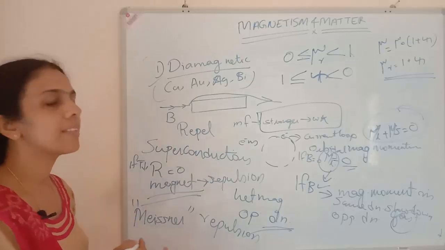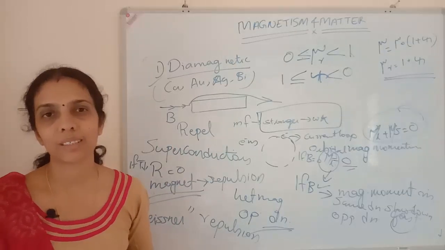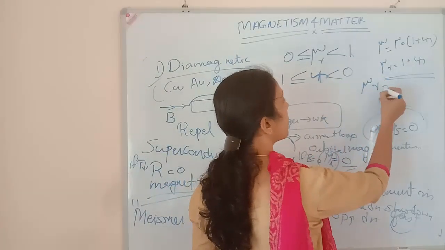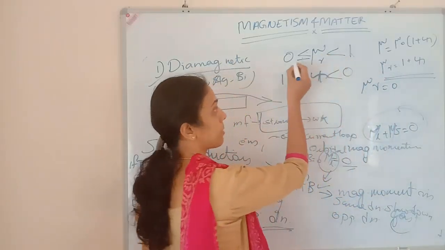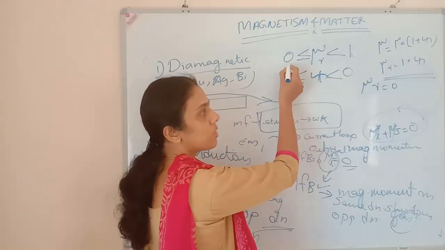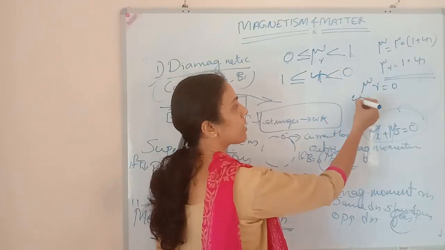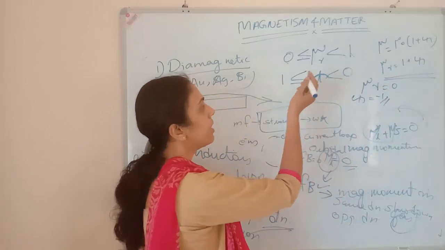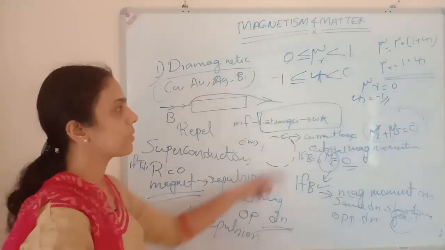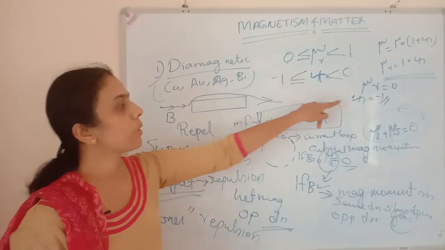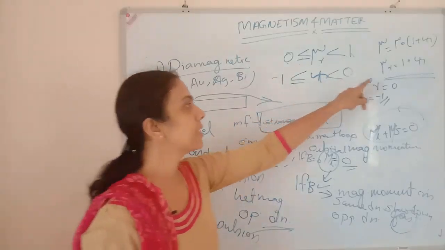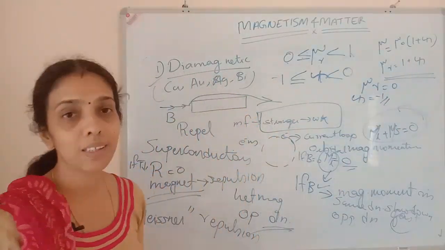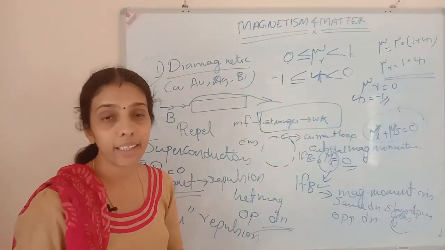So this is called the Meissner effect. In the case of diamagnetism, since it is showing perfect diamagnetism, mu r will be equal to 0. If mu r is equal to 0, what is the value of chi? Chi will be equal to -1. So chi will be equal to -1 and mu r will be equal to 0. These are the properties of diamagnetic substances.